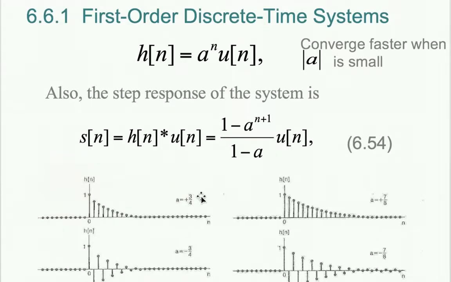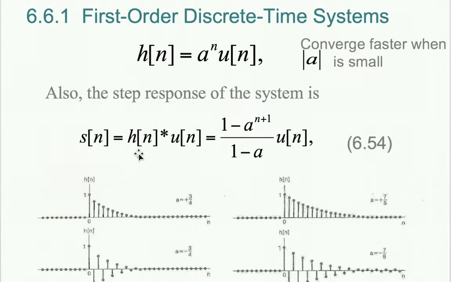So here we have this example, a equals 3 divided by 4, which is smaller than a equals 7 divided by 8. So the one with a equals 3 divided by 4 decays faster. When a is negative, then the impulse response will be positive, negative, positive, negative, until it finally converges to close to 0.